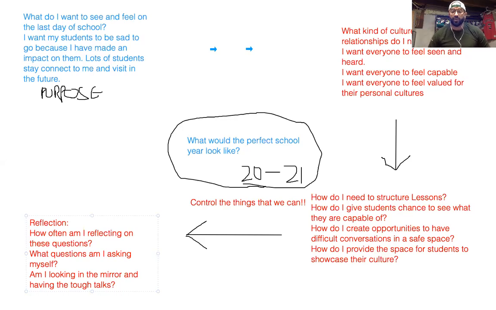So right now, just based on this, and this is totally unscripted, this is just me, what I'm doing. Like I said, it's the day before school starts, and I'm really trying to make sure that I'm laser focused on what I want this year to be. Because the more laser focused I can be this year, the more likely that the outcome of lots of students stay connected and come back to visit is going to happen.